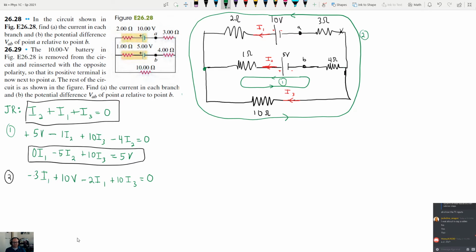Is it negative 5? Yep. It was positive 5 here, so it should be a negative right there. I'll put it in red in case anybody didn't notice that. That's right. Thank you, Henry. Okay. Anyone see any errors in the number 2?